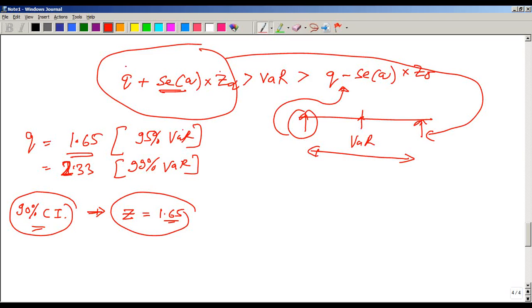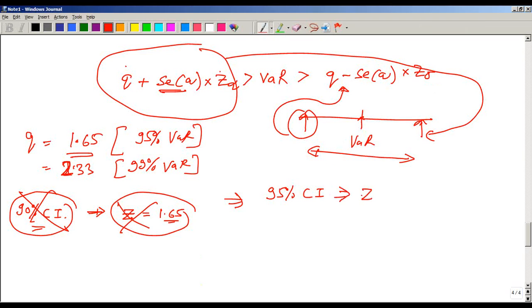Confidence interval, it is equal to 1.65. So what happens is the Q value and the Z value in the book were coming as same as 1.65. So we will not take this as a 90% confidence interval. We will say that we want to create a 95% confidence interval of these VAR estimates.